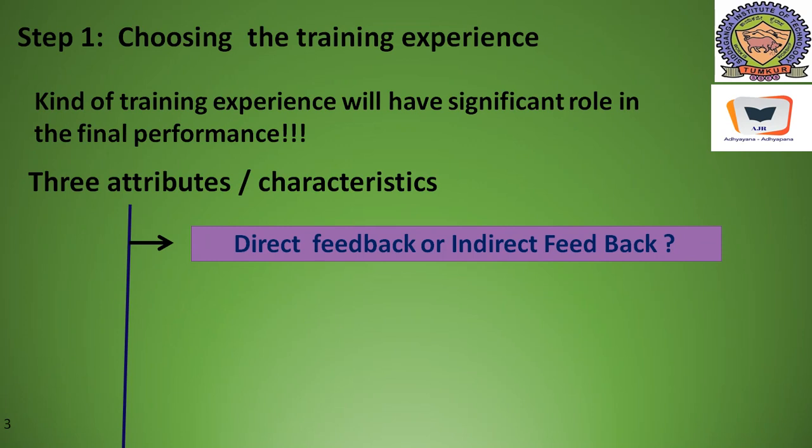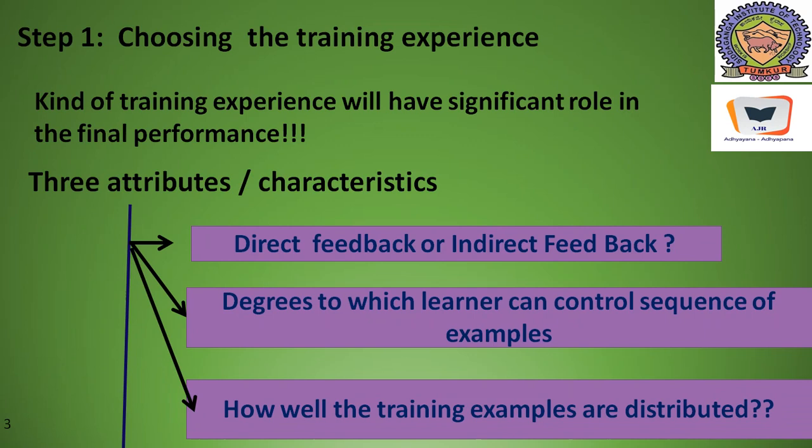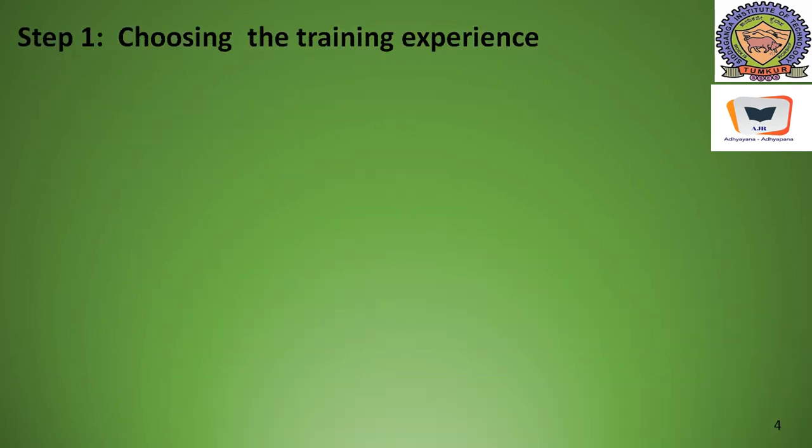1. Whether the training experience provides direct feedback or indirect feedback. The degree to which the learner can control the sequence of examples forms the second characteristic. And the third characteristic is how well the training examples are distributed in the training set. Choosing the training experience: the first attribute is direct or indirect.